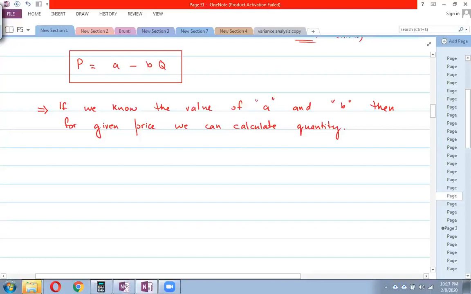Right? Which means that, let's say, for example, if A and B are known, and if P is also known, then we can calculate the quantity, like at this price, what should be the quantity that we should be producing, right? So it's actually relevant to the production department or the production manager.